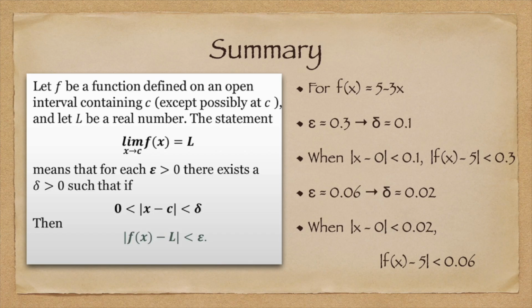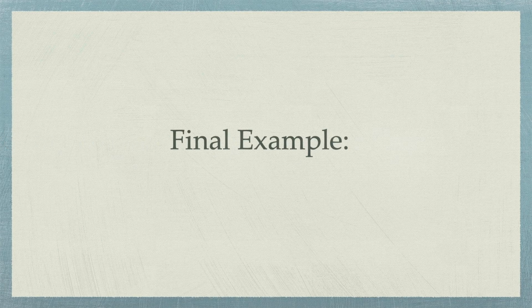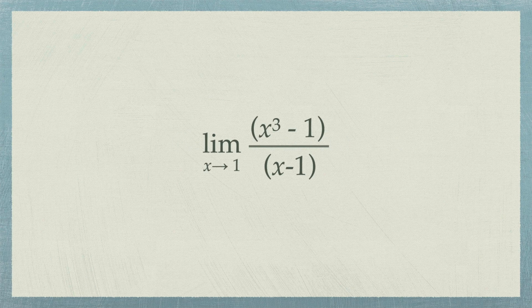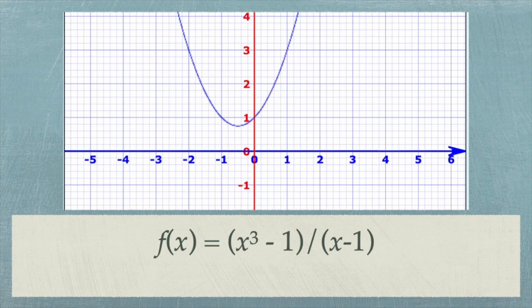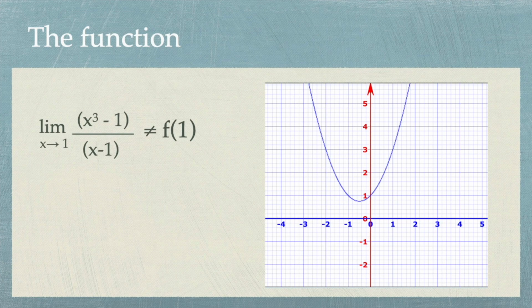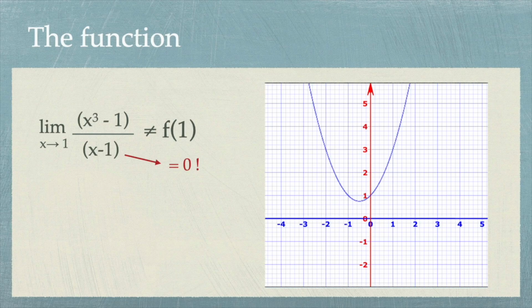Let's do one more example that's not a linear function. So here, our final example is neither linear, nor can we find the limit just by plugging in the c value. Let's look at the limit as x goes to 1 of x to the third minus 1 divided by x minus 1. So here's the pretty little graph of our function. And as you can see, if we plug 1 into the equation, we get that the denominator equals 0, and yeah, so let's not do that.